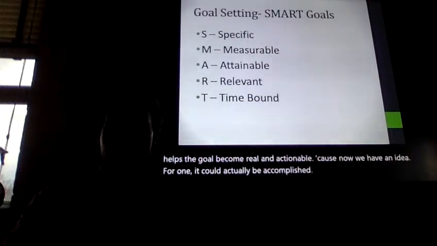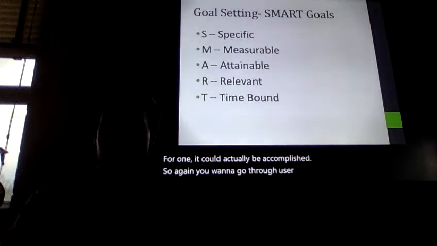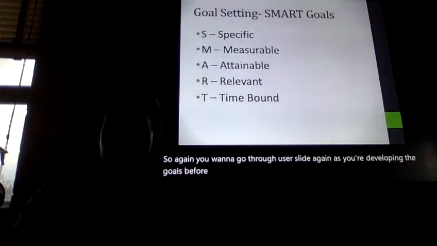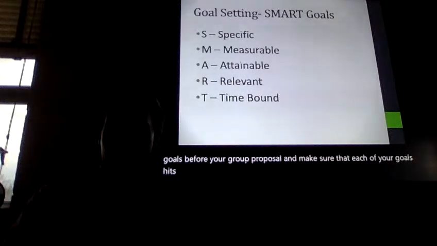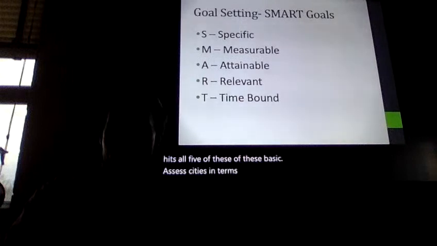So again, you'll want to go through, use this slide again as you're developing the goals for your group proposal, and make sure that each of your goals hits all 5 of these basic necessities in terms of creating SMART goals.